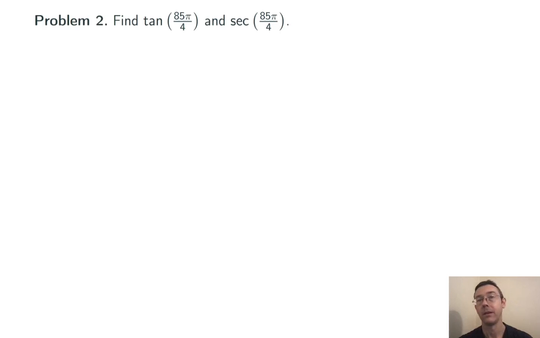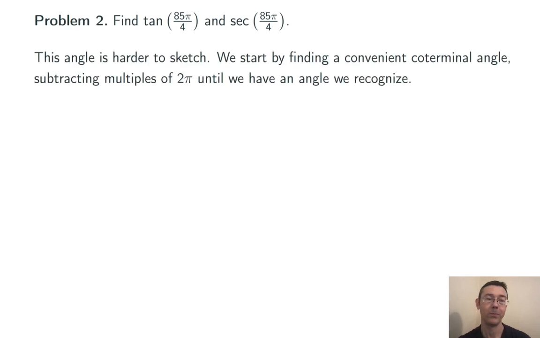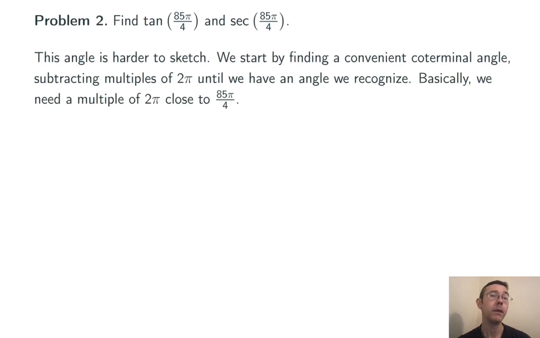Problem 2. Find tangent and secant of 85 pi over 4. So this angle is a little harder to sketch. I don't immediately know what 85 pi over 4 looks like. We want to start by finding a convenient coterminal angle by subtracting multiples of 2 pi until we get to an angle that we do recognize and that we can easily sketch. Basically, this means finding a multiple of 2 pi that's close to 85 pi over 4.